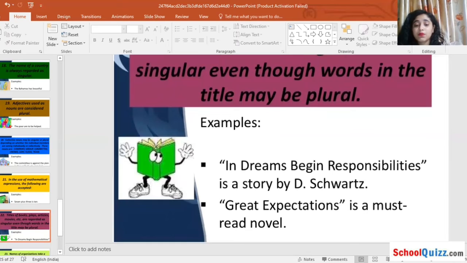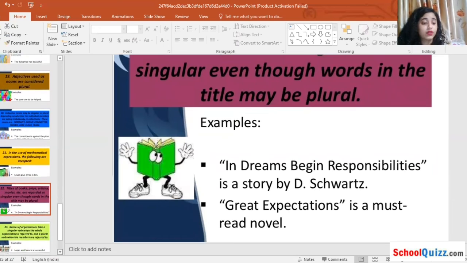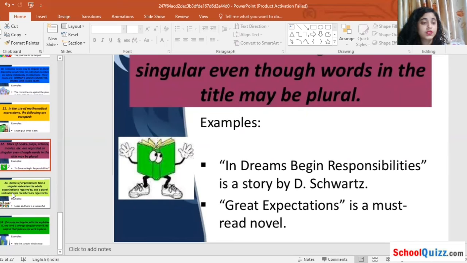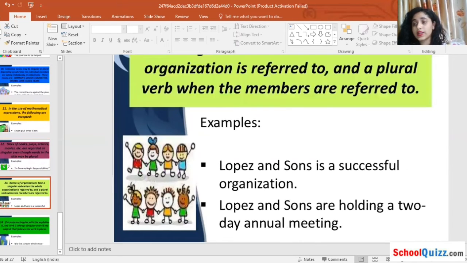Great Expectations is a must-read novel. Okay, so we have to see that it is a must-read novel because it is one novel. So understand what is suitable to the sentence, and accordingly you have to put it. Okay. Moving on towards our next rule, that is our second last rule.